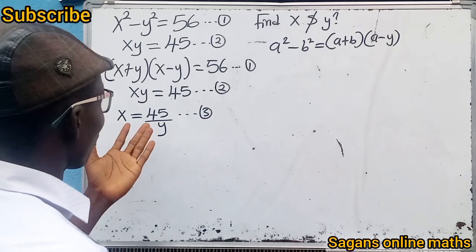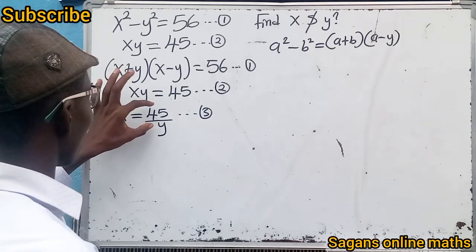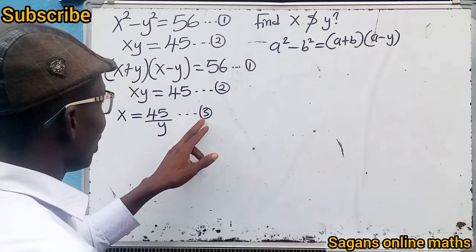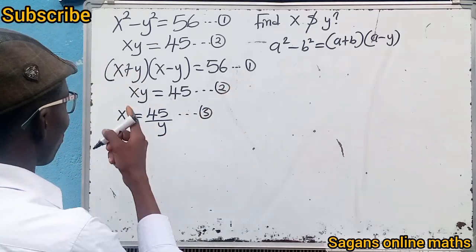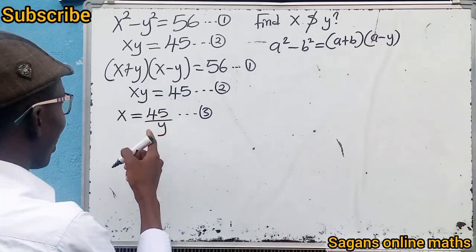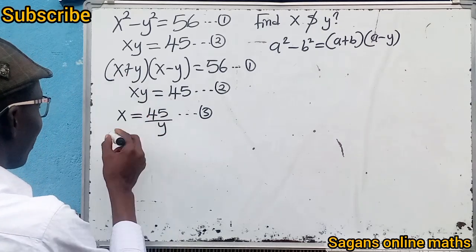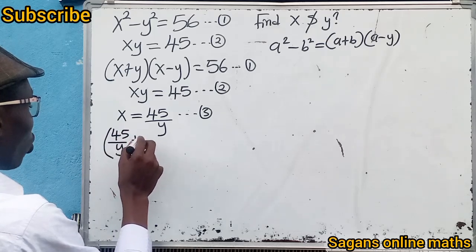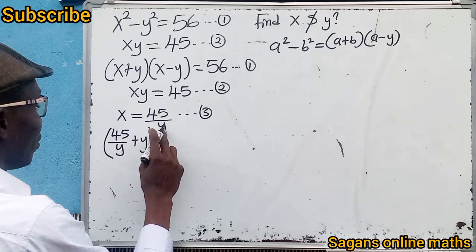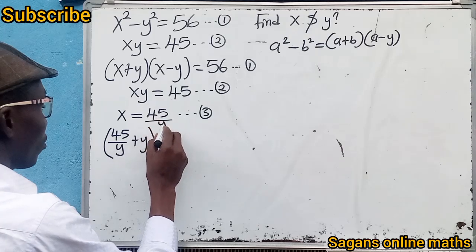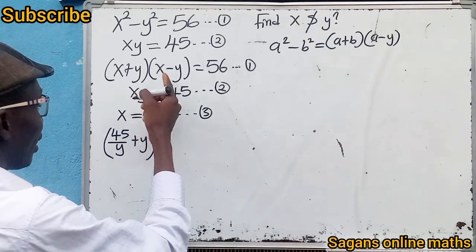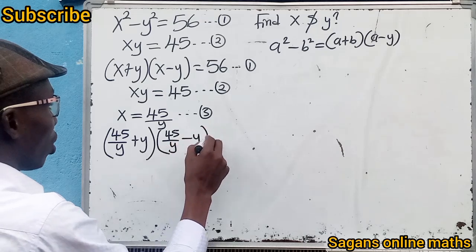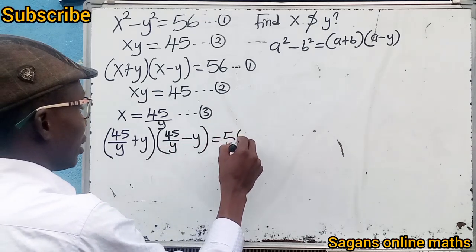Why are we making x the subject of the formula? So that we can substitute the value of x in equation 1. That means we are going to substitute equation 3 into equation 1. Anywhere we see x in equation 1, we substitute 45 divided by y. So we have (45 divided by y plus y) times (45 divided by y minus y) equals 56.